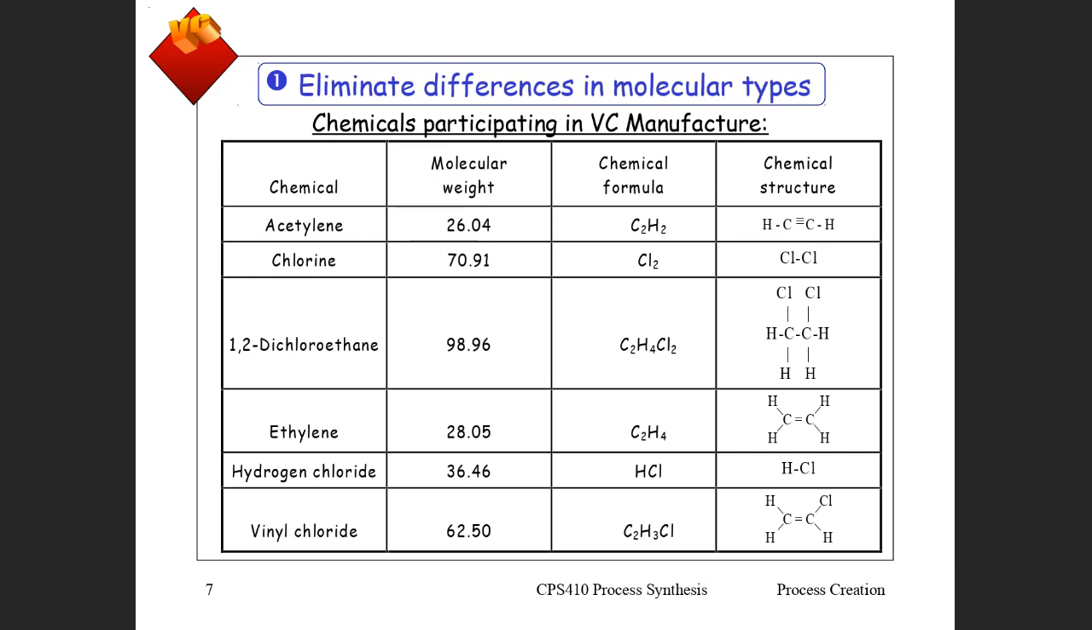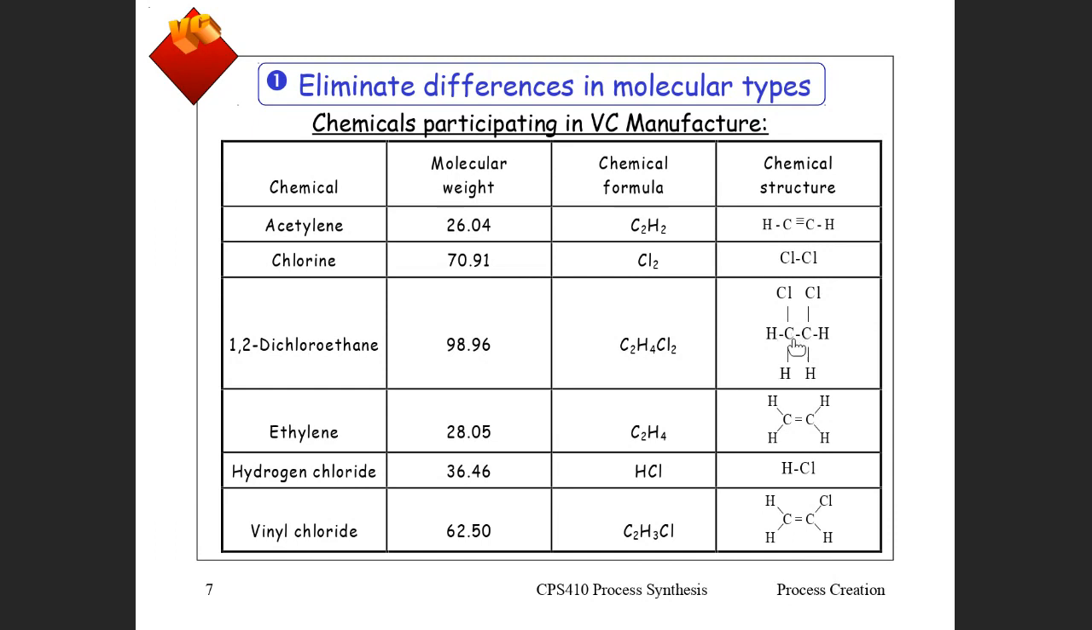Right, so the first thing is the database. We need to figure out what we can use as raw materials, what their physical properties are. So we write up this formula, molecular weight, the molecular weight of the materials, the acetylene and chlorine, dichloroethane, ethylene, hydrogen chloride, vinyl chloride are all materials we could be using, and chemical formula, chemical structure, so we understand what we're talking about. So have a look at these things.